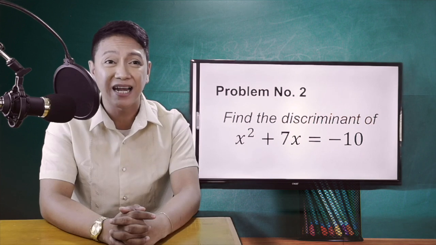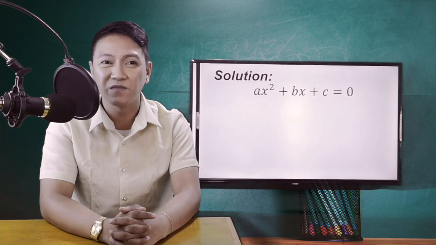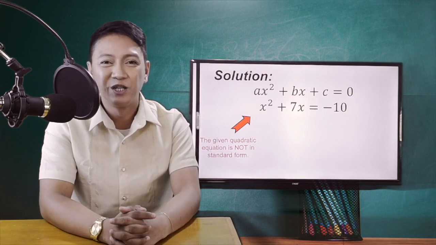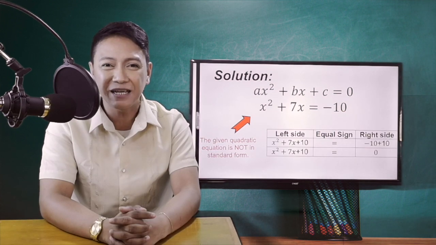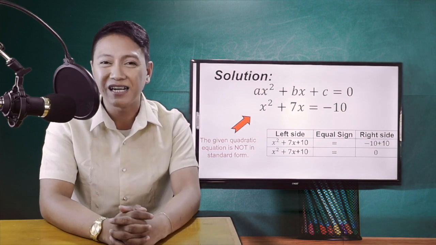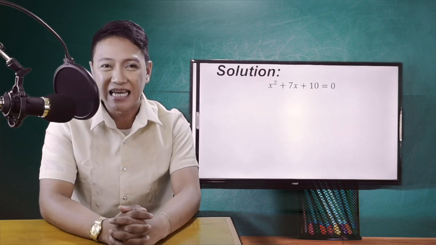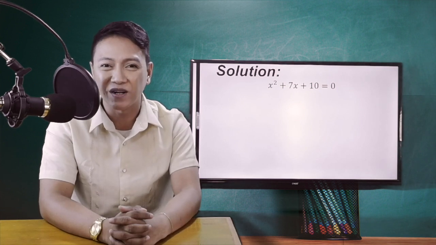It's not in its standard form, right? Therefore, we need to transform this equation first in the form ax squared plus bx plus c is equal to 0. To do this, we have to add positive 10 to both sides of the equation and simplify. Therefore, our standard form of the equation x squared plus 7x is equal to negative 10 is x squared plus 7x plus 10 is equal to 0.